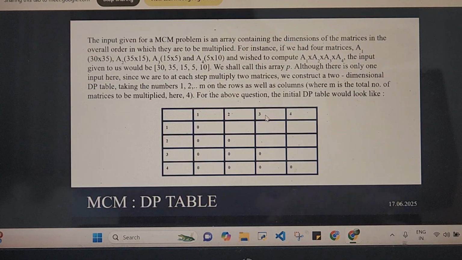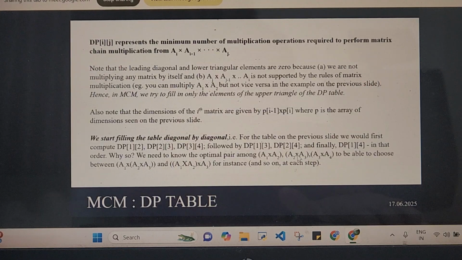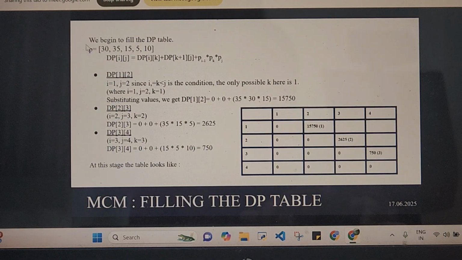Okay, we'll go back to the table we had. This is the table we had. Now I said we have to fill in these three diagonal elements first: dp[1,2], dp[2,3] and dp[3,4]. So we will start with that. This is our array P, which was given to us in the question. This is our optimal substructure, which we also derived. We have to find whichever value of k minimizes this.